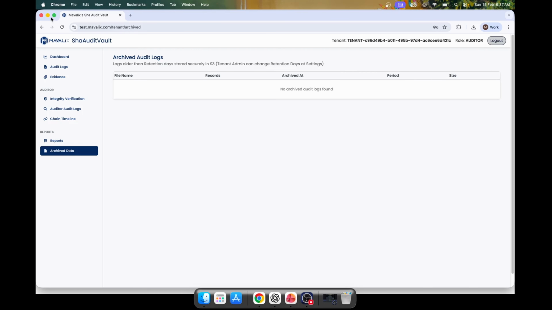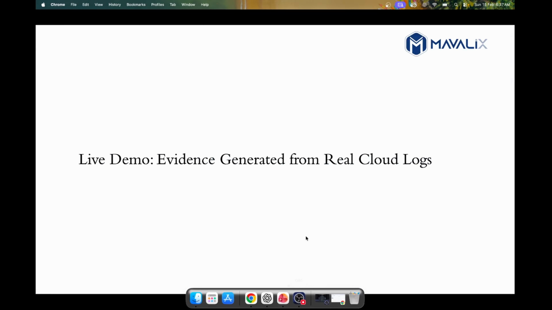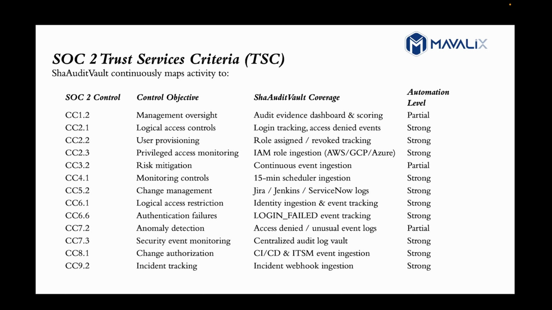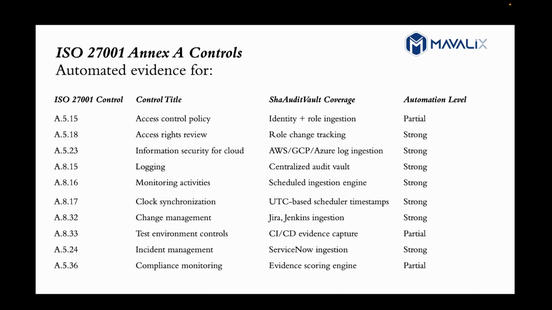So this is the demo for this product. Let's come back to the PPT. In SOC 2, we are covering the framework with ShaAuditVault, from CC 1.2 to CC 9.2. We're not completing all of them, as different versions are being used. We are supporting 3.2 partially and 7.2, and 1.2 also, but the rest we are completely supporting. In the coming versions, you can add those.